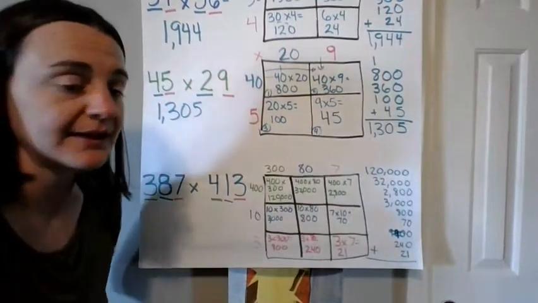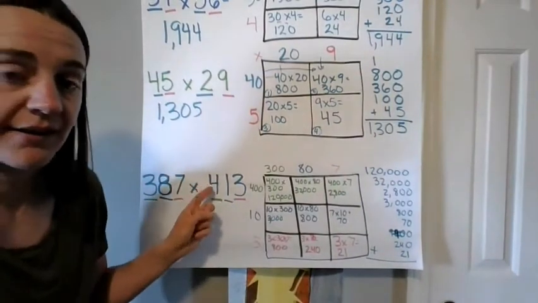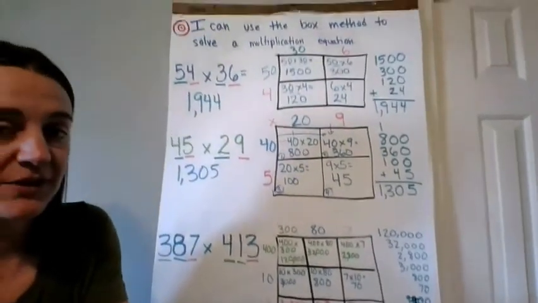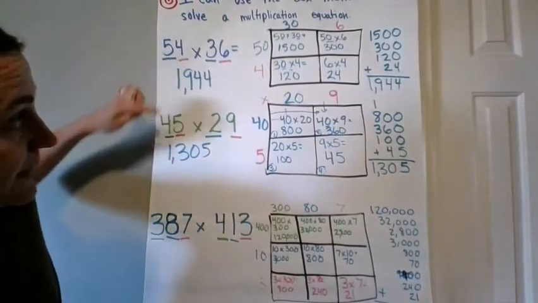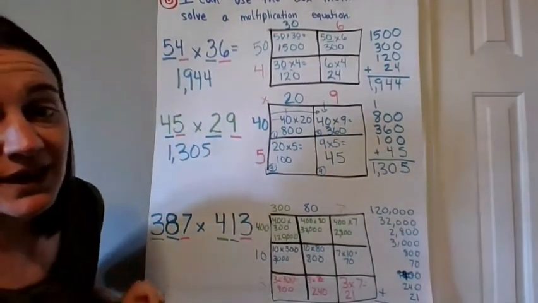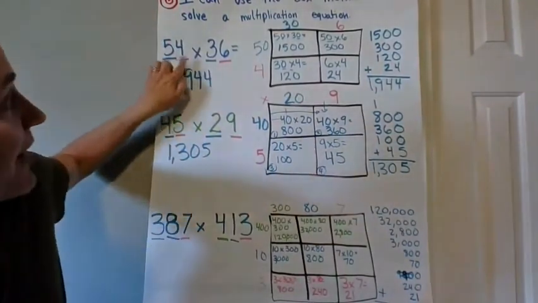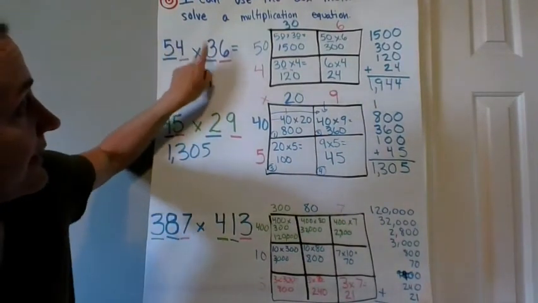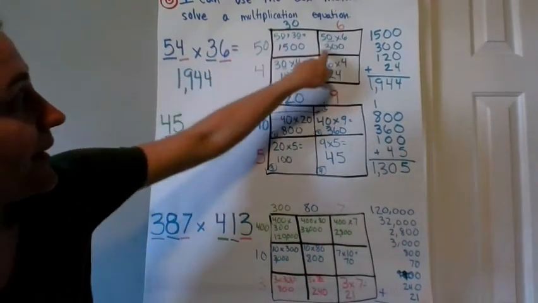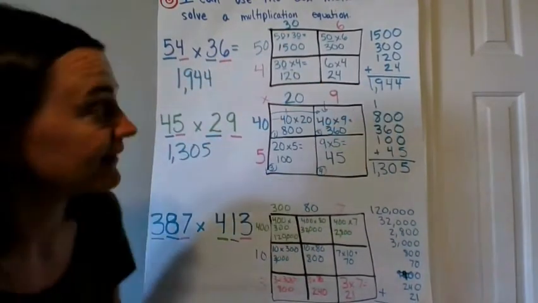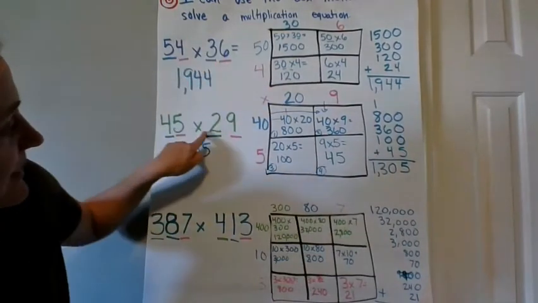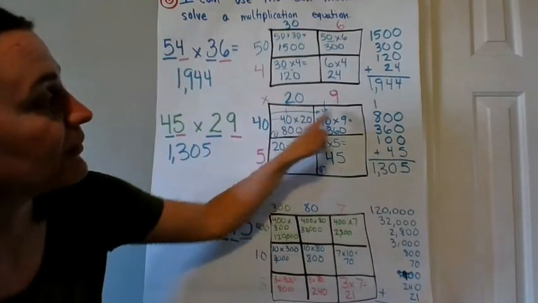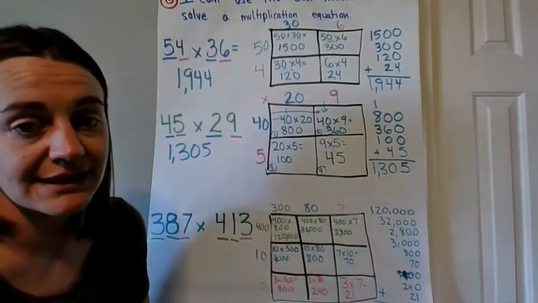Some of you might be to where you can do this, and that's okay too. But as of right now, we need to be able to do these two, remembering that you should always be multiplying the amount of numbers you have in your equation. So since 54 has 2 and 36 has 2, that means I should have 4 equations to get to my final answer. 45 times 29, there's 4 numbers in that equation. I should have 4 multiplication equations to get to my final answer.